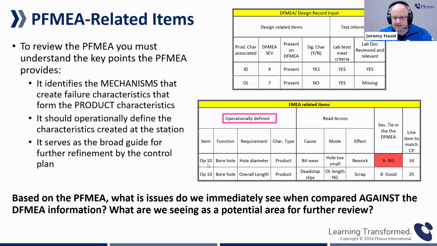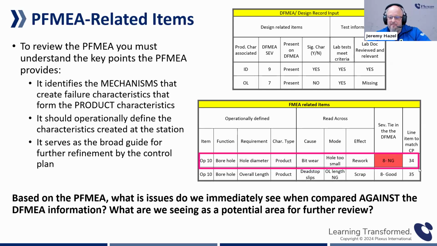So operational definitions are very specific. When I review an FMEA and when I review a PPAP, I'm looking for op10, boring the hole, right? And then we've got hole diameter. Now, this is a product characteristic. Let's take a look at this real quick. Based on the PFMEA, now this is a key. There's one that is inherently obvious, and then there is one that is not so obvious listed here, right? What issue do we immediately see when we compare it against the DFMEA information?